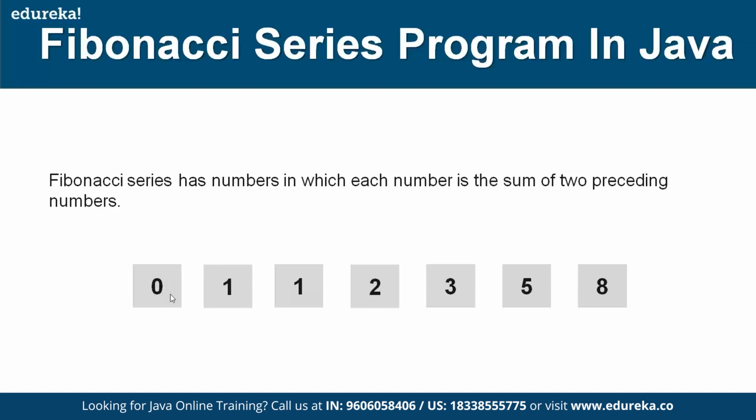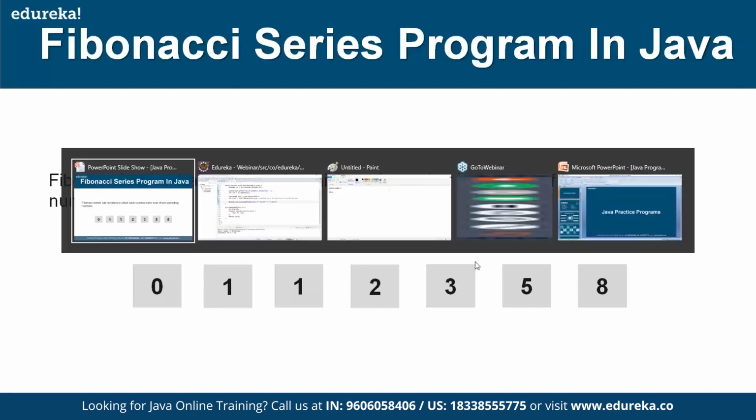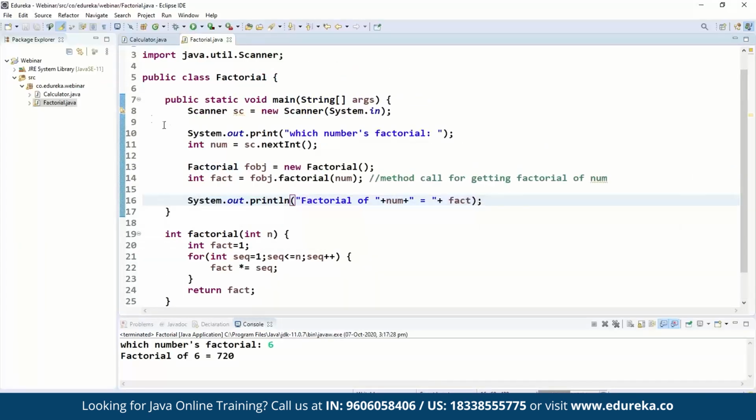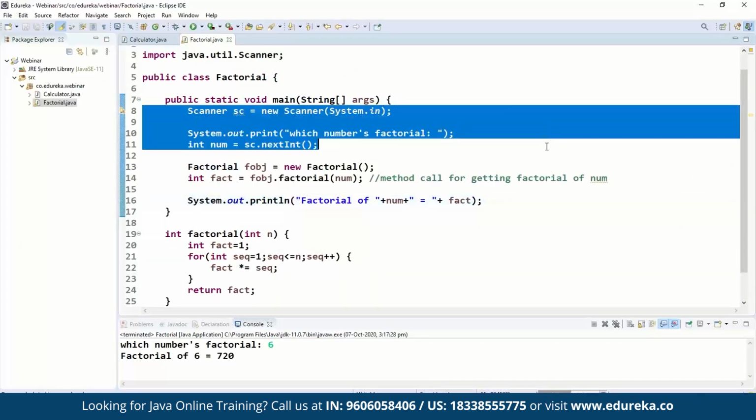So maybe 10 numbers. Now how many are there here? 1, 2, 3, 4, 5, 6, 7. So there should be a variable to increase to see the count also. So how can we do that? Same process. We'll enter a number using scanner. How many Fibonacci series numbers?